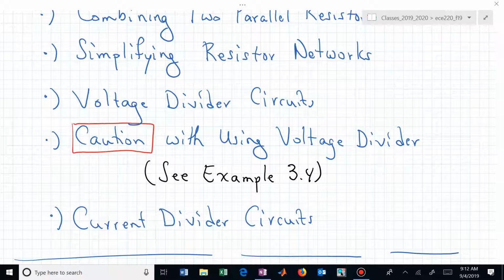We'll then look at voltage divider circuits. I want to make sure it's clear when that technique or strategy is applied. So I'm giving us a caution, and if you want to look at that from another perspective, that's provided in example 3.4 of the textbook. We'll then get into current divider circuits, or how does the current divide when we have one current and it meets a fork in the road. Here's one branch with a resistor, here's a second branch with a resistor. How much current goes one way and how much goes the other?